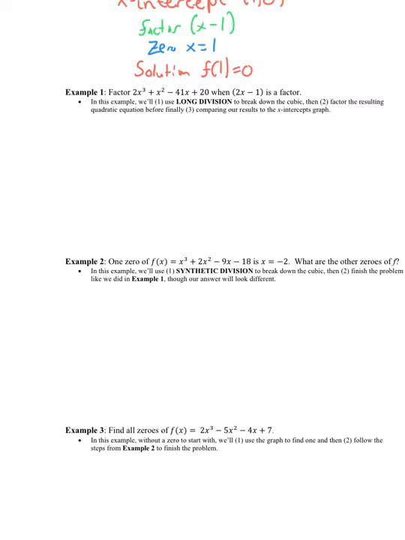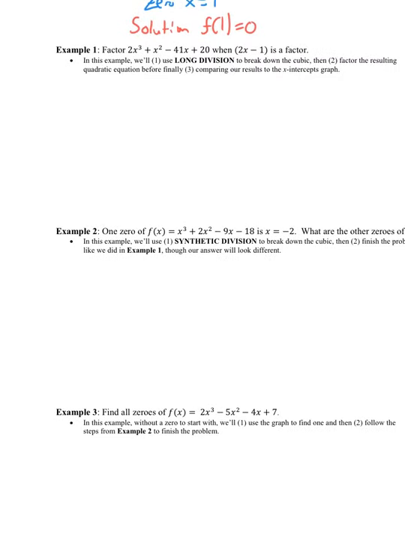Problem number 1 says factor. When I'm given this problem, when 2x minus 1 is a factor, that's a huge hint for me. That tells me we're going to have a remainder of 0. So we're going to do polynomial long division for this problem. We have a third degree polynomial, so there should be 4 terms: 2x cubed plus x squared minus 41x plus 20. 1, 2, 3, 4 terms.